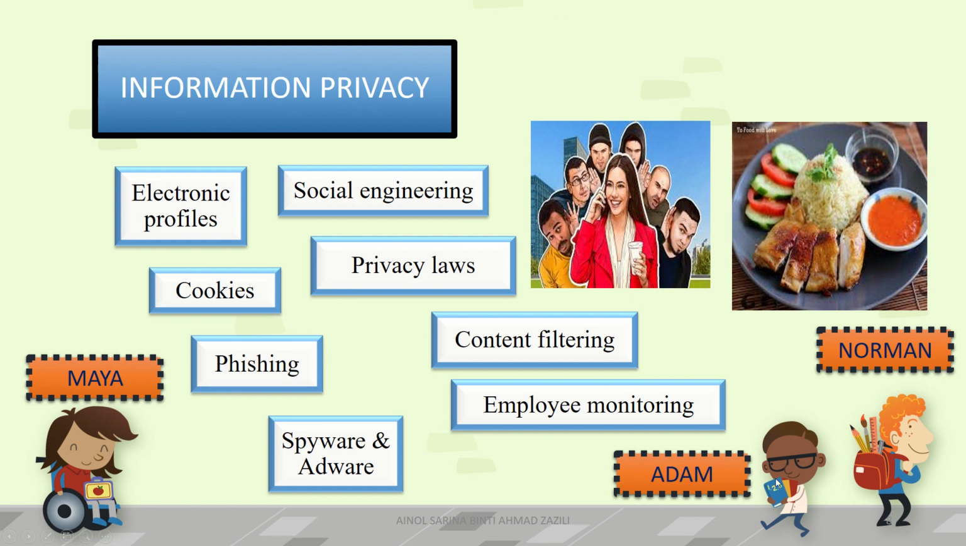Maya, Adam, and Norman believe people are more likely to be threatened by phishing, spyware, adware, cookies, and social engineering technologies. People's ability to control personal information has eroded substantially every time they use cloud services, Internet of Things, and social media. Likewise, privacy is relinquished by the monitoring and tracking ability of cookies, employee monitoring software, electronic profiles, and content filtering.